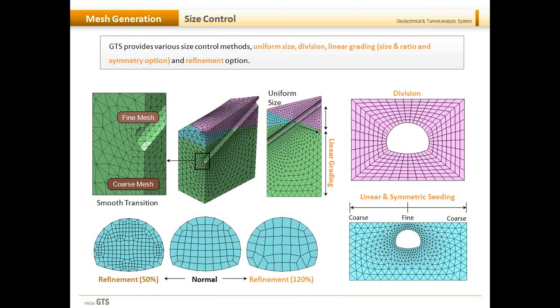Also, we can refine our mesh, and according to our requirement, we can either refine it and make it more dense, or make it more coarse. And we can also provide a linear or symmetric seeding for the symmetrical situations, and again, it's a method for expediting the work process.